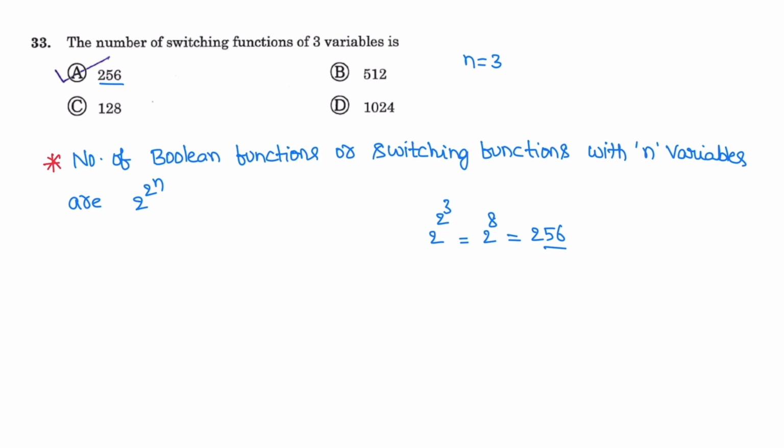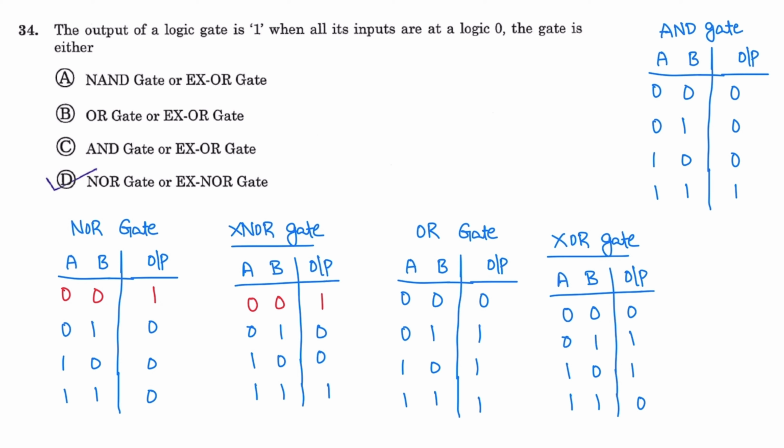Next question. The output of which logic gate is 1 when all the inputs are at logic 0? For an OR gate, if all the inputs are 0, the output is 0. For an XOR gate, if all the inputs are 0, the output is 0. For an AND gate, if all the inputs are 0, the output is 0. But for a NOR gate, if the inputs are 0, the output is 1. For an XNOR gate, if all inputs are 0, the output is 1.